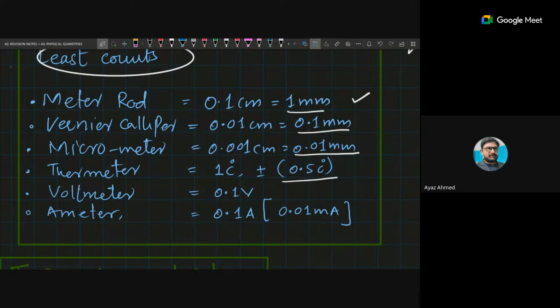Meter rod, vernier caliper. For meter rod it is 0.1 centimeter. For vernier caliper it is 0.01 centimeter. For micrometer it is 0.001 centimeter. For thermometer it is 1 degree centigrade or 0.5 degrees centigrade. For an instrument like a voltmeter, it can be 0.1 volt, and similarly for ampere. So these are the values which are being used.